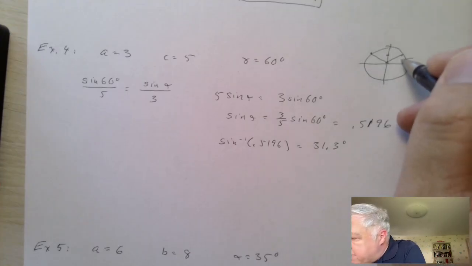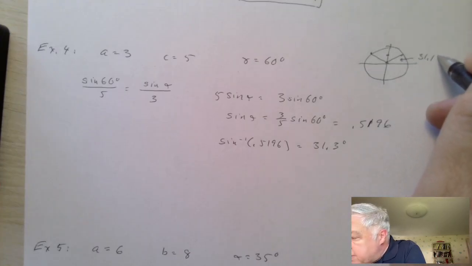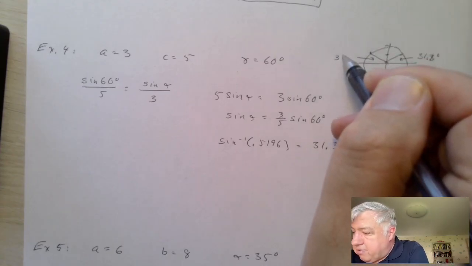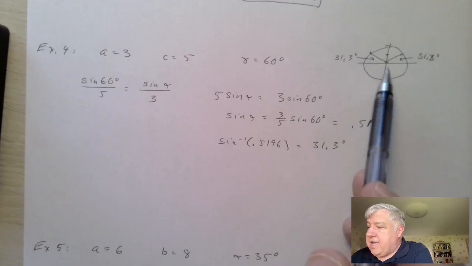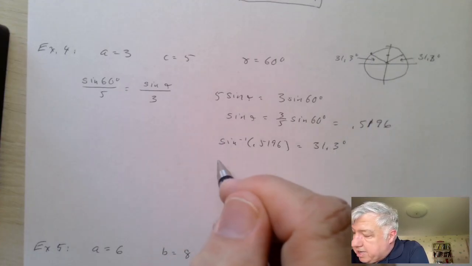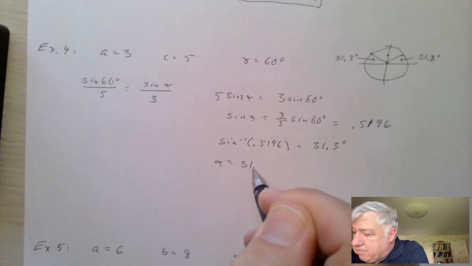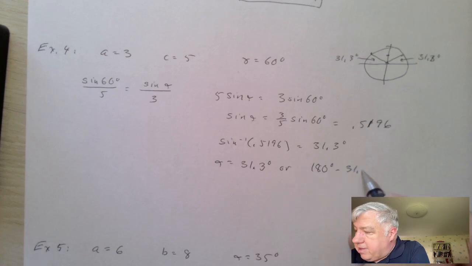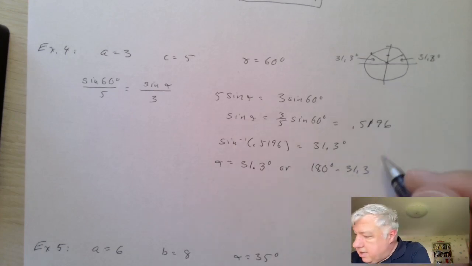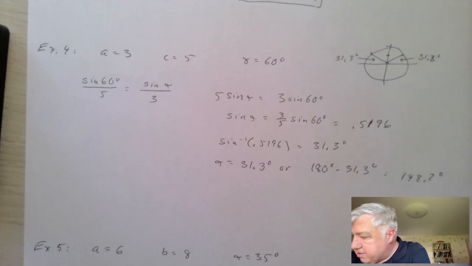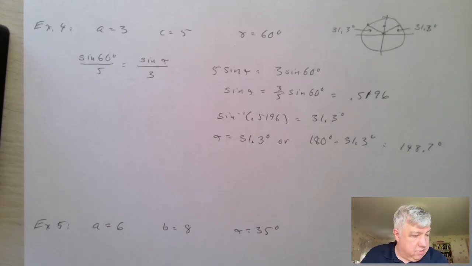And if this is 31.3 degrees, then the gap from here to here is also 31.3 degrees, okay? So the second angle is going to be 180 minus 31.3. So we can see that alpha is going to be either 31.3 degrees or 180 minus 31.3 degrees, which is 148.7 degrees. Okay, now let's see. So we might have two solutions.